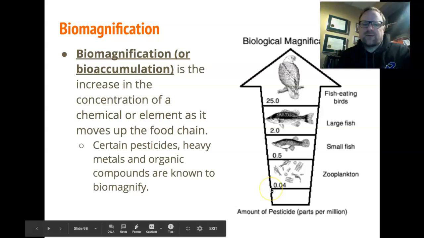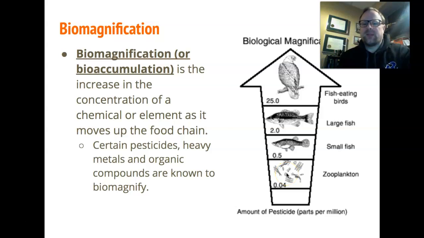How this magnifies as it moves up the food chain is that the zooplankton might only get 1 or 2 particles of the pesticide in them. But those small fish are going to eat many, many, many zooplankton. And so they're going to get many, many, many particles in them. And then a large fish is going to eat several small fish, and it's going to get all of the chemicals that the small fish had in it, just as the small fish got all of the chemicals in the zooplankton that it ate.